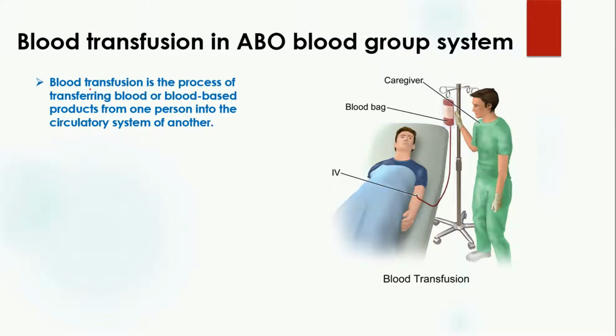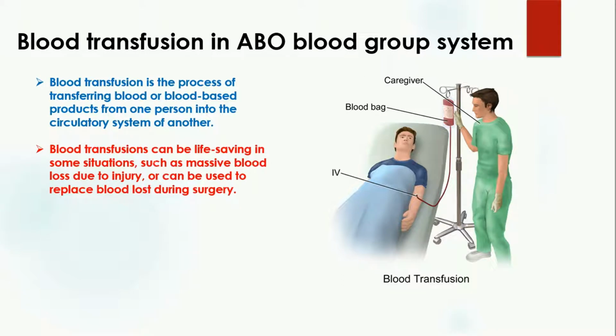Blood transfusion is the process of transferring blood or blood-based products from one person into the circulatory system of another person. For example, here you can see a diagram. This is the blood which has been taken from one person. Now this blood is transferred with the help of this tube, which is called an IV, into the other person. So this process is known as blood transfusion.